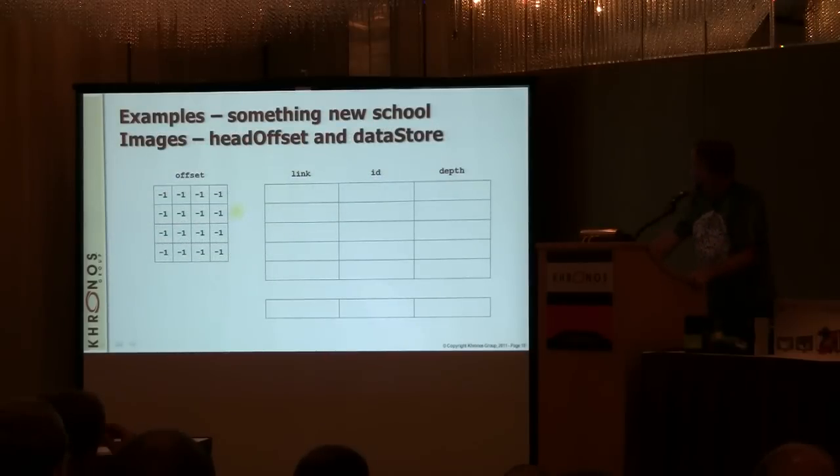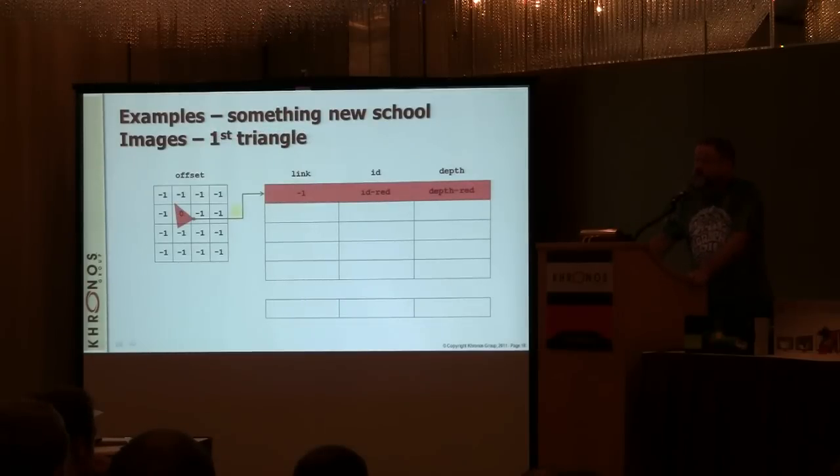So our head offset buffer is the one on your screen left, and the data store buffer is the one that's going to store link, ID, and depth, and probably color as well. So the first triangle comes in, you just do a simple transform of that triangle from frag coord into the offset buffer coordinate system. You find out that it's going to hit the 2,2 texel. You read the value that was at the 2,2 texel, which was -1. You stick that in the link value.